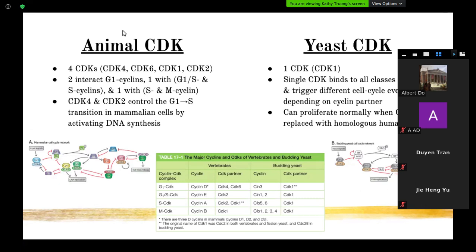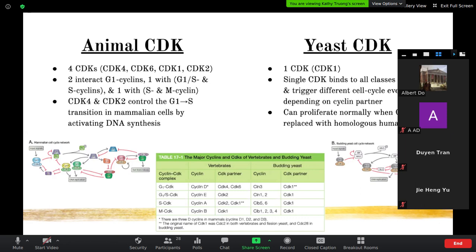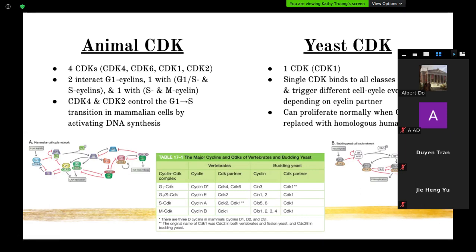So this one CDK is very versatile in that it can bind to all classes of cyclin. However, CDK1 binding to a specific cyclin doesn't trigger the same interactions, but different interactions depending on what partner cyclin CDK1 binds to. And interestingly enough, a human homologue of CDK1 can also be used in yeast and function completely normally. For this, we can assume that the cell cycle and its mechanisms are probably conserved between animals, our humans, and yeast.